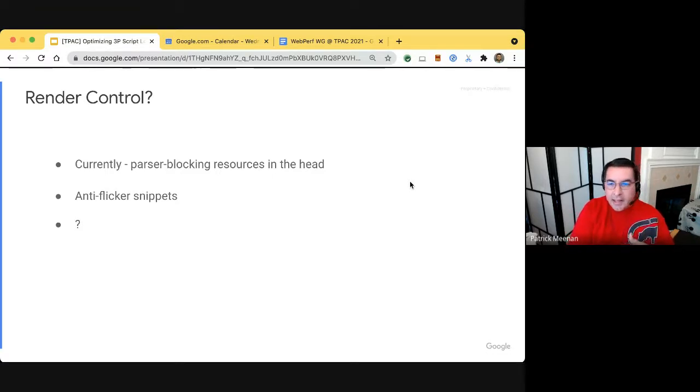Everything in the head that's blocking is definitely render blocking. A/B scripts, anti-flicker snippets, kind of the bane of our existence, particularly with LCP, especially if you've got an A/B test that's not actually doing anything, but you block rendering.